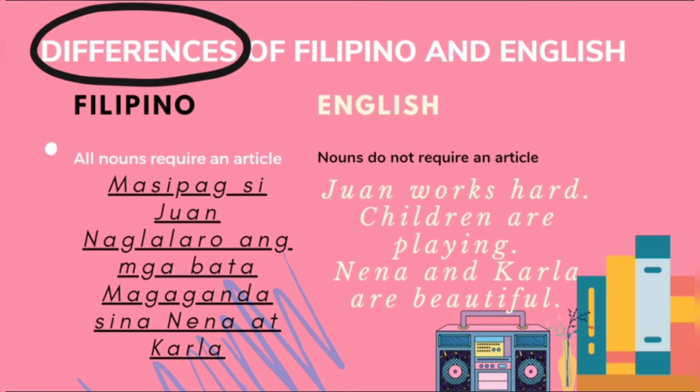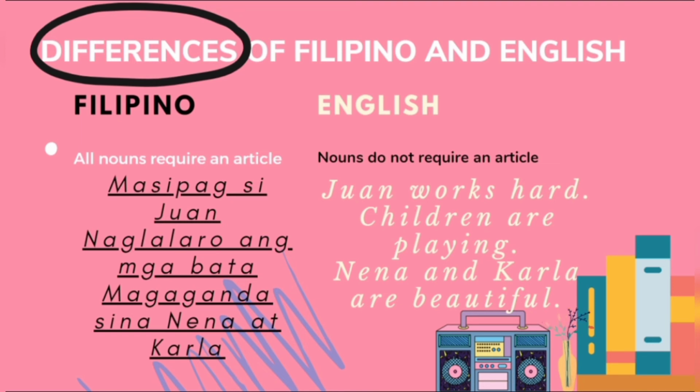Juan works hard. Another example, naglalaro ang mga bata. We need the article ang. In English, we don't need any article. We can simply say, children are playing.